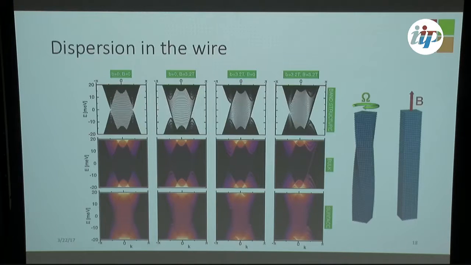So here is the numeric calculation shown for this wire geometry. It either has a torsion deformation like shown on the left that causes constant pseudomagnetic field throughout the wire, or a real magnetic field is applied to it.